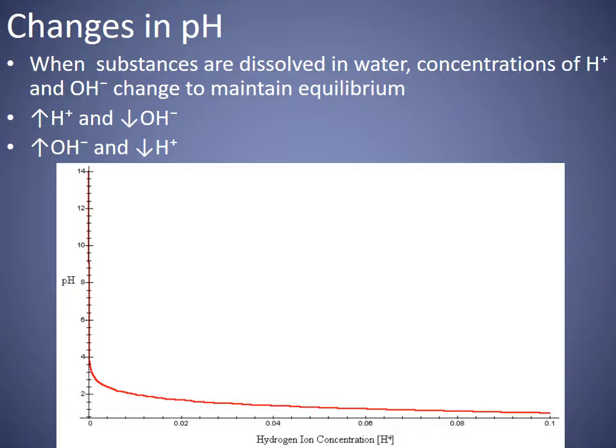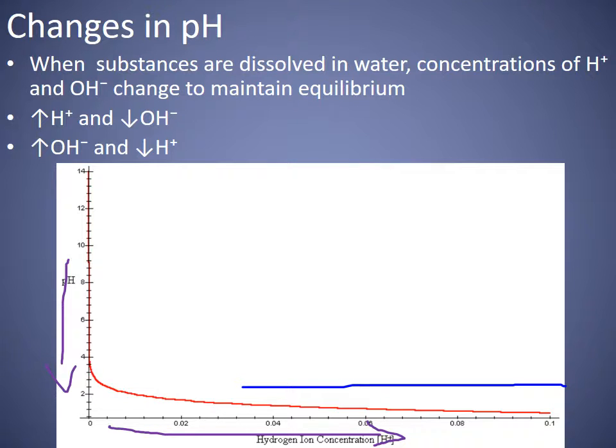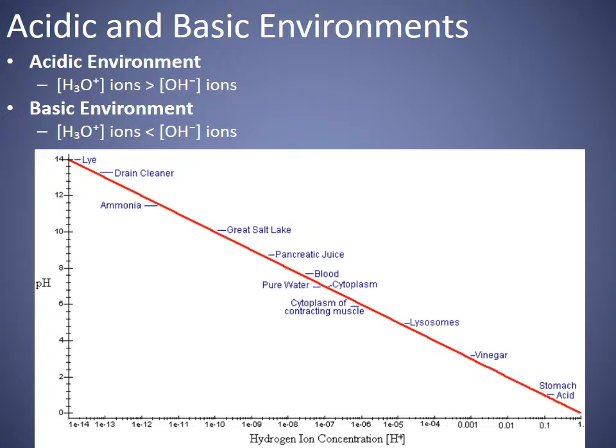Again, taking a look here, we see that pH is dependent on hydrogen ion concentration. So when an increase in hydrogen concentration occurs, pH will decrease. Again, we see as there's a decrease in hydrogen ion concentration, we see an increase in pH. So again, pH is dependent on hydrogen ion concentration. And this is what is going to determine acidic and basic environments.